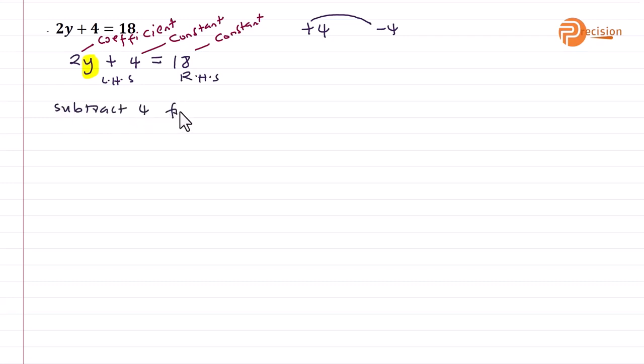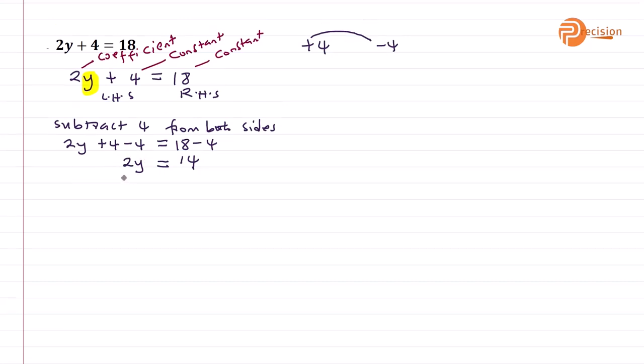4 from both sides. Doing that, we have 2y plus 4 minus 4 is equal to 18 minus 4. Plus 4 minus 4, that's just 0, it goes away. We are left with 2y on the left hand side is equal to 18 minus 4, which is 14, on the right hand side. So you see, we are working on both sides at the same time. From this point, we have 2y is equal to 14. Now they are together in this situation.